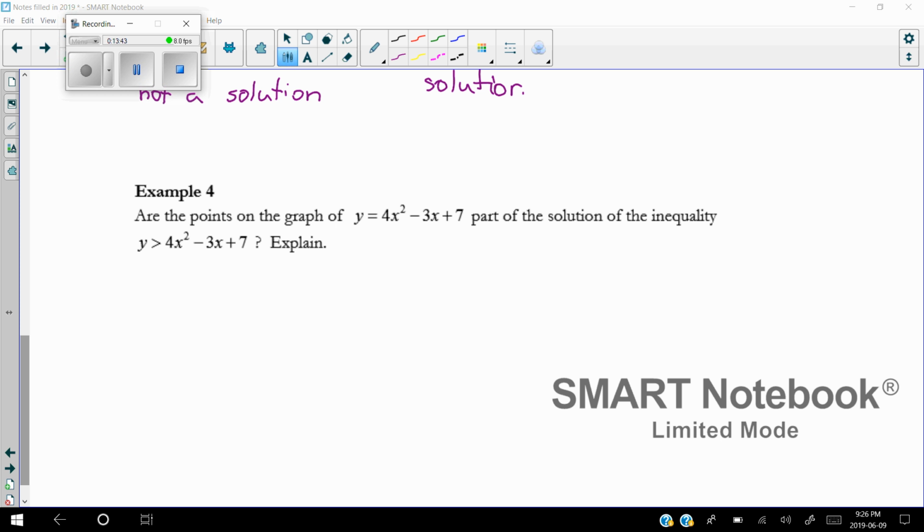Okay, example 4. Are the points on the graph y equals 4x squared minus 3x plus 7 part of the solution of the inequality y is greater than 4x squared minus 3x plus 7? So the way I think about this is if I were to graph my inequality, I would be using a dotted line. That means that those points are not included. So the points on the original graph of the function would not be part of the inequality because it doesn't include those values. It's only greater than those values. So no.